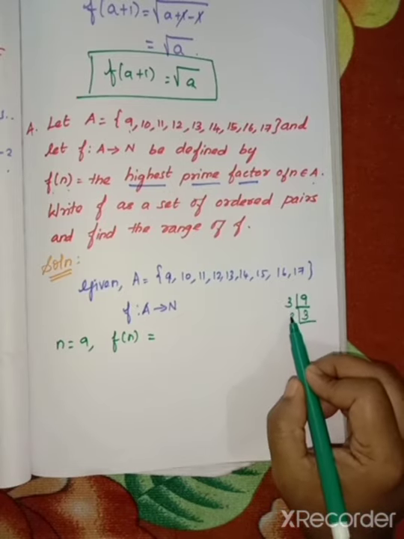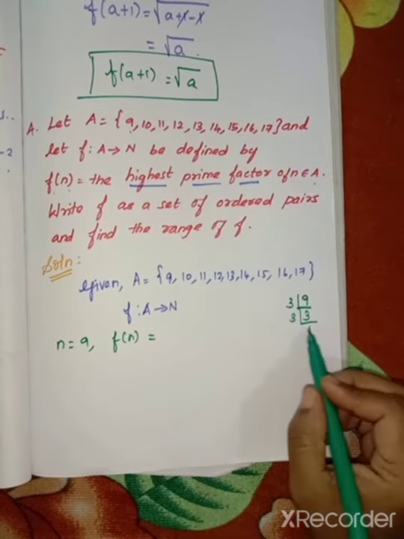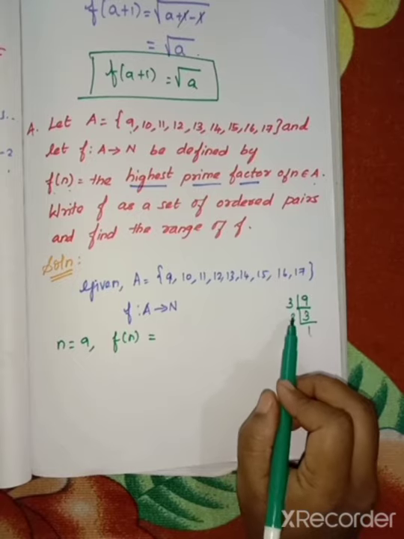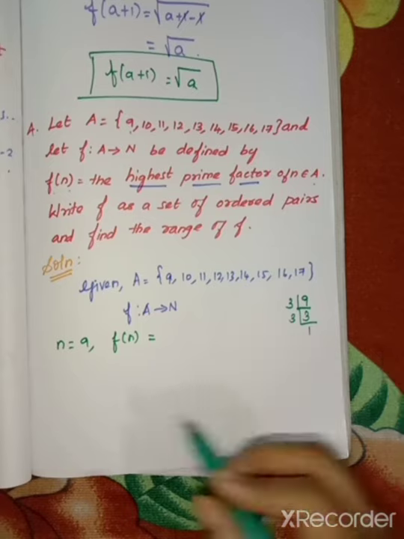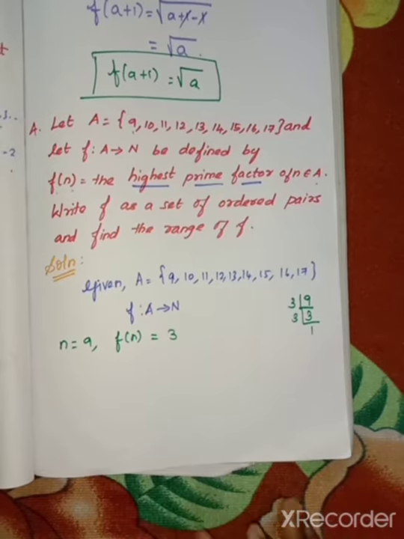Then 3 1s are 3. So up to 1 we have to solve. So both 3s are equal, so there is no highest factor. We can write only one time. So f of n equal to 3.